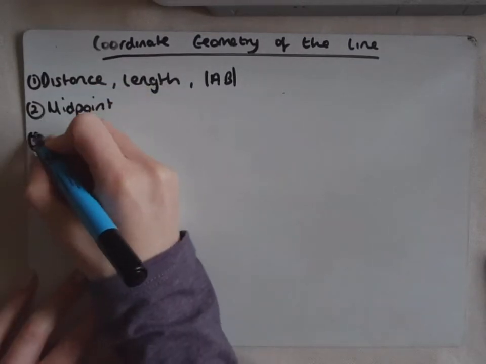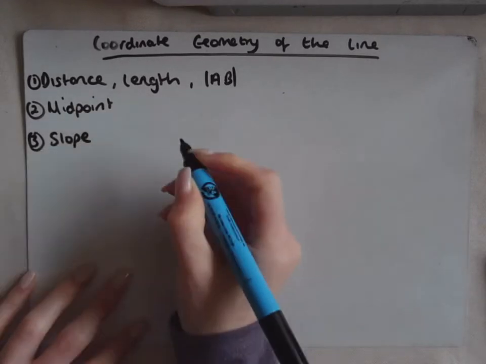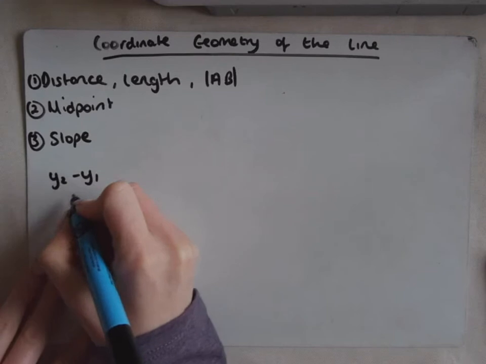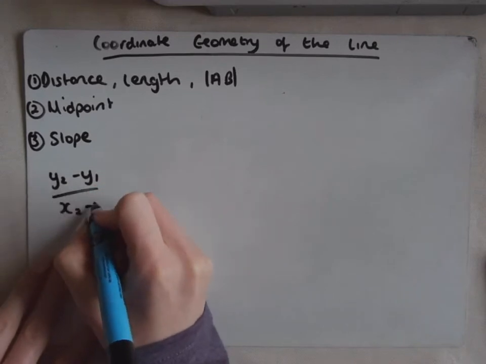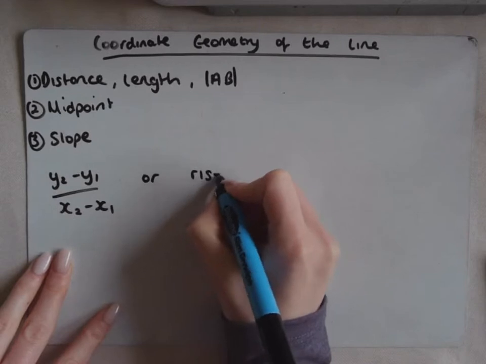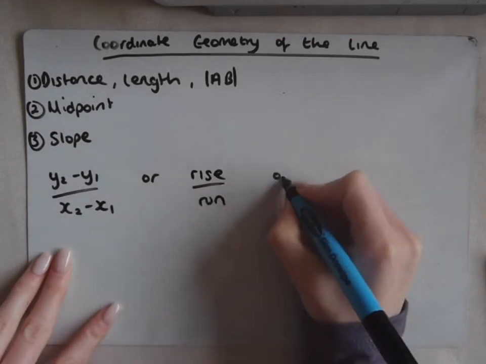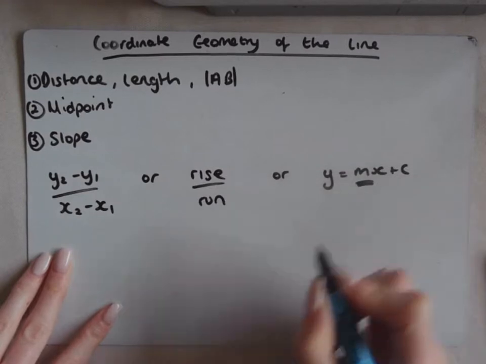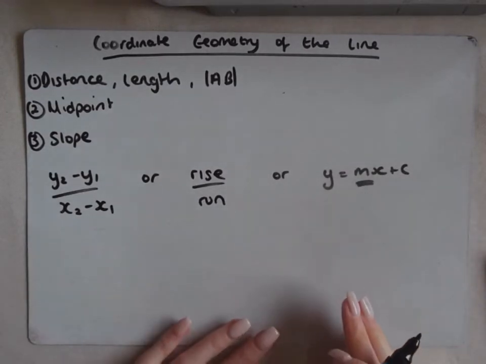So that's just finding the middle point between two points. And then we have slope. There's a little bit more to slope. There are three ways you can get slope. First way is using your formula, y2 minus y1 over x2 minus x1. Or if you're given a diagram, you can use rise over run. Or if you're given an equation, you can use y equals mx plus c, and m, the number with the x, is your slope.